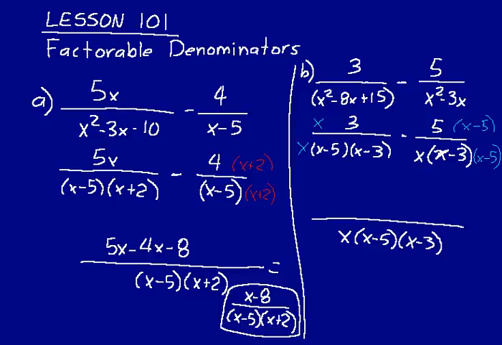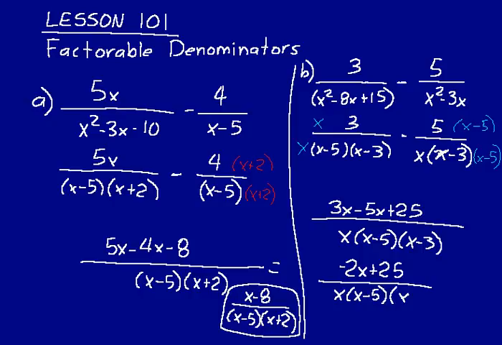And our numerator becomes x times 3, or 3x, minus 5 times x, or just negative 5x, and then minus 5 times minus 5 is positive 25. And so then we end up with a negative 2x plus 25 all over x times x minus 5 times x minus 3. So there's our solution.